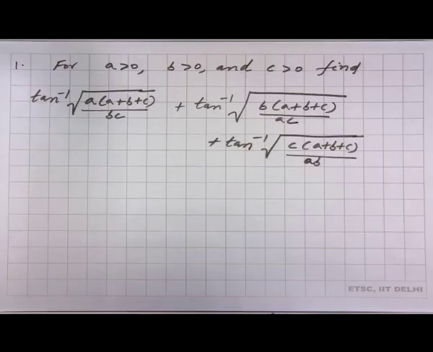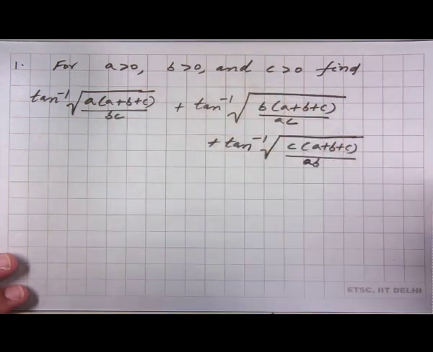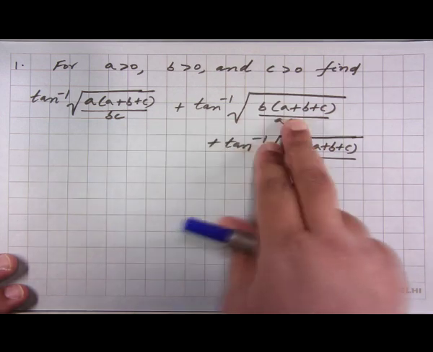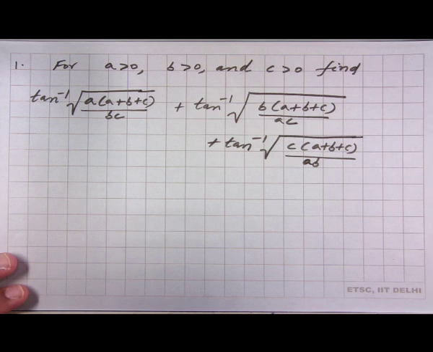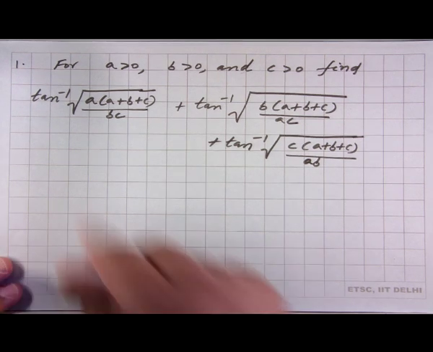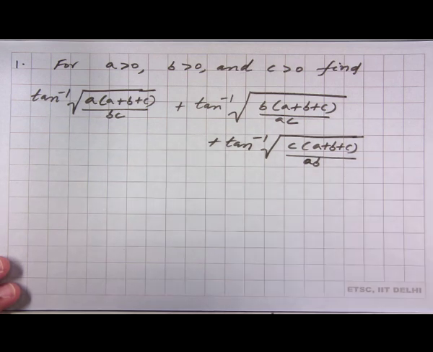So this is the first problem. Most of the problems that we will be discussing in today's lecture and the next lecture will be from the JEE exam. In this problem it is said that a, b and c are positive numbers, and we are asked to find the value of the sum of the tan inverses of three different values. Immediately it appears that we should use the tan inverse x plus tan inverse y formula.